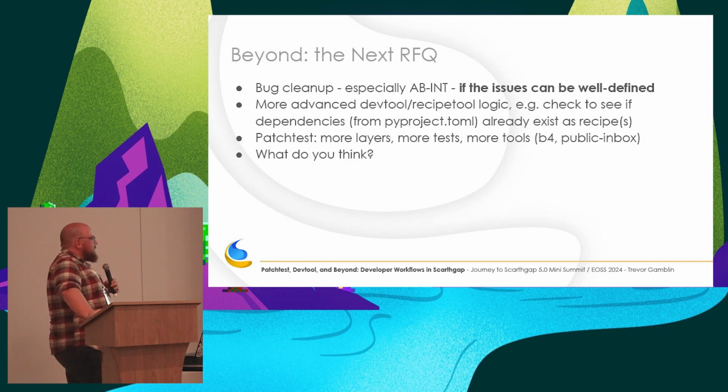So this slide is kind of a summary of the previous Beyonds. There's a lot of bug cleanup that I think could happen in like a next RFQ. More logic could be put into Devtool and recipetool, and all the stuff I mentioned before about the Patchtest improvements. But really, it's a question of what the community thinks. I think there's a lot of areas that could use some improvement.